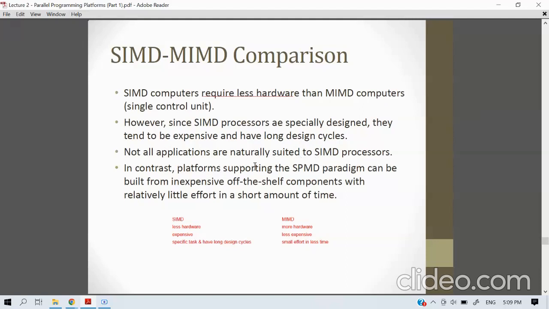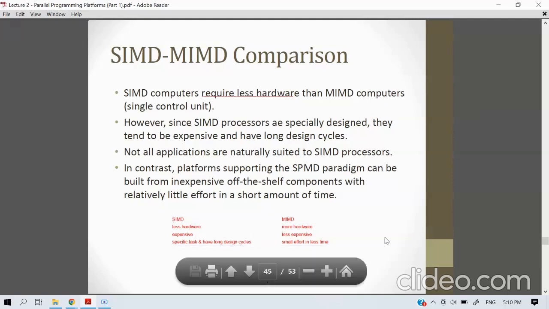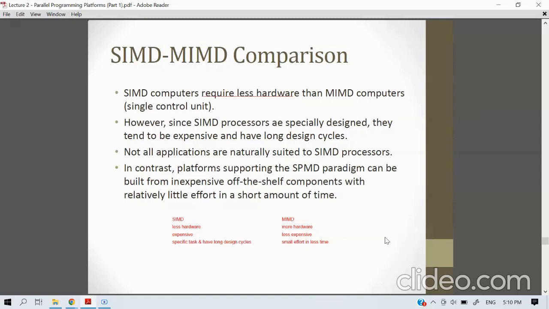In contrast, platforms supporting the SPMD paradigm can be built from inexpensive off-the-shelf components with relatively little effort in a short amount of time. So to overcome the limits of SIMD, SPMD can actually cover all the processes.